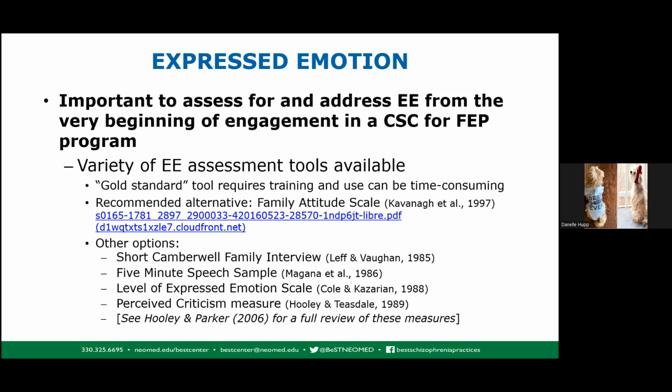So I included some other options. I personally like the Family Attitude Scale and have included a link to that. But there are other options out there for quick assessment tools of expressed emotion within a family unit. Some look at all participants engaging, the family members and the participant. Some just look at the family members' engagement. Some involve observations of a 5-minute family interaction.